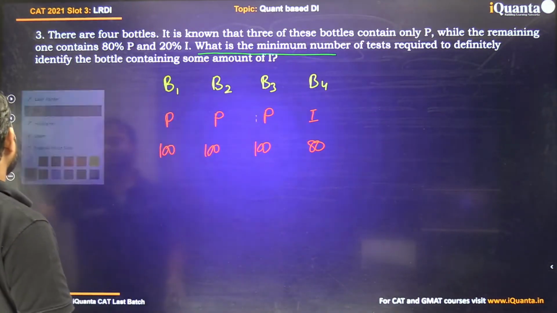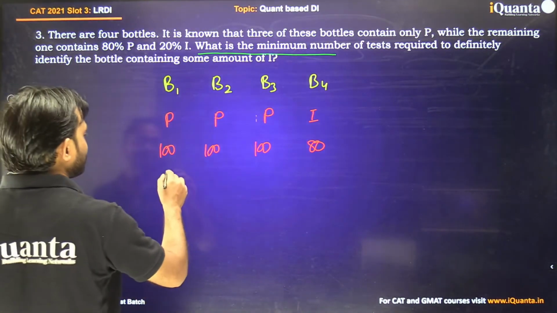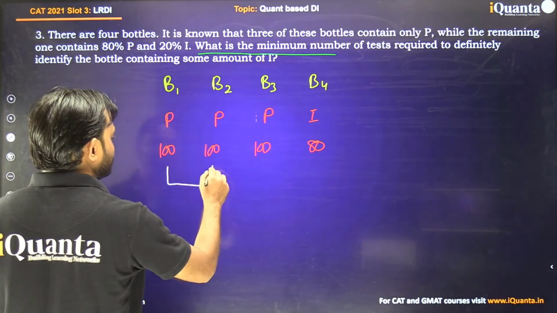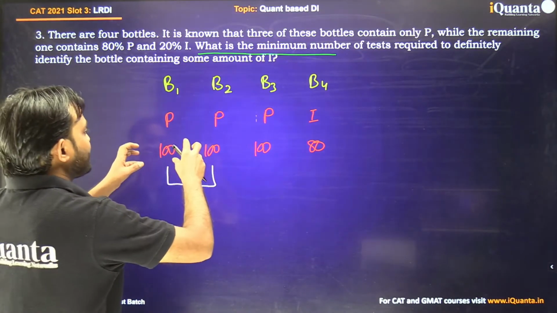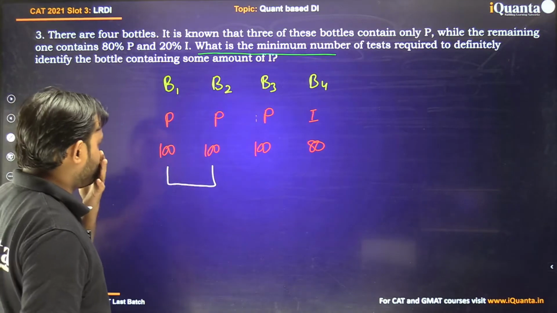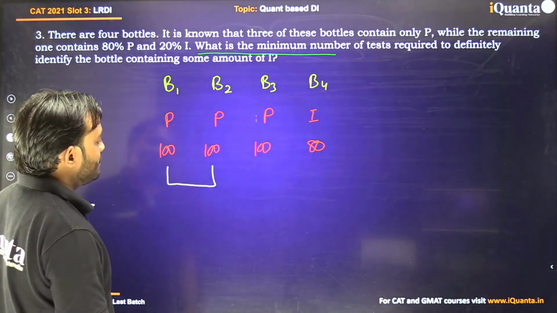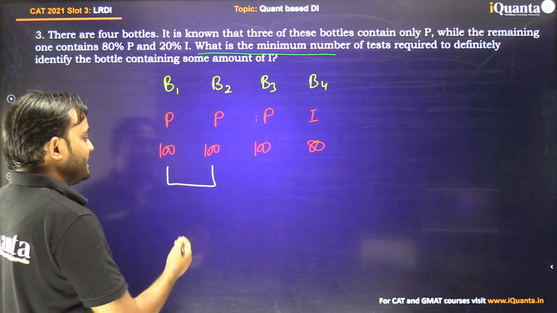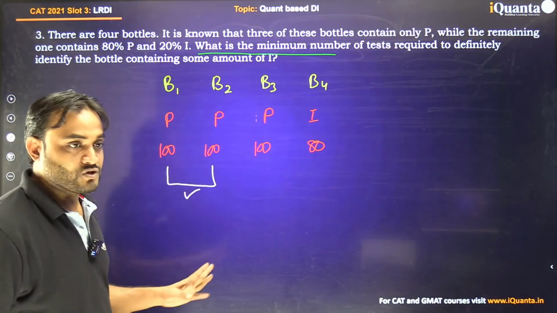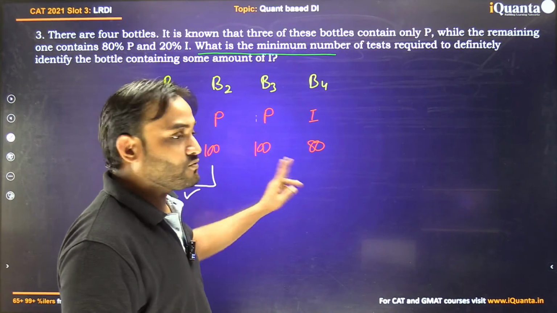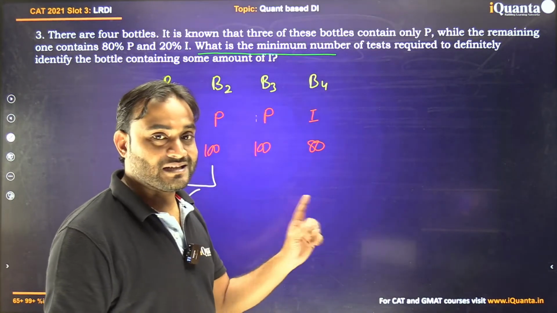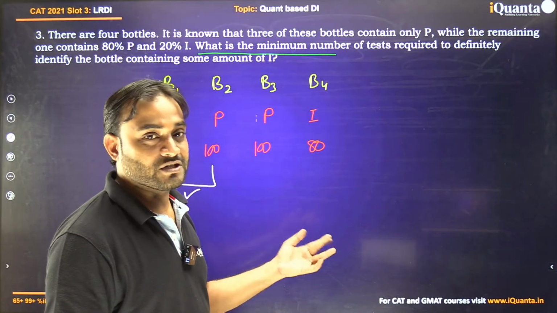So let's try to take 2 bottles at once. Let's take 2 bottles which are pure. Now if we take equal quantity of liquid content from these 2 and test, it will tell us it's pure. So now we know that in the rest of the 2 bottles there is 80% purity and 20% impurity.